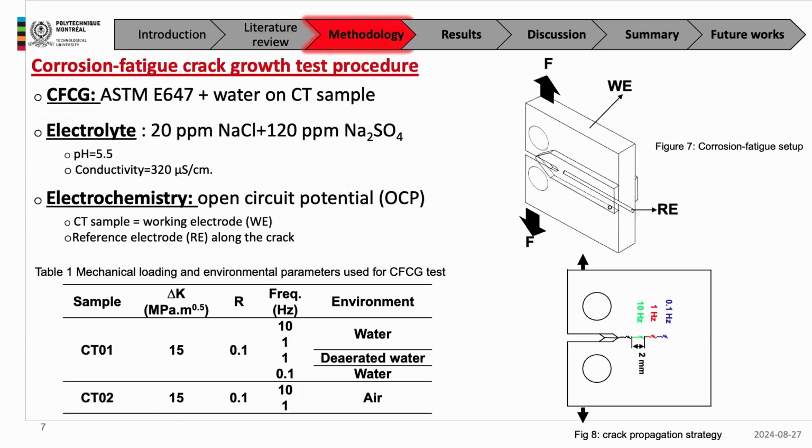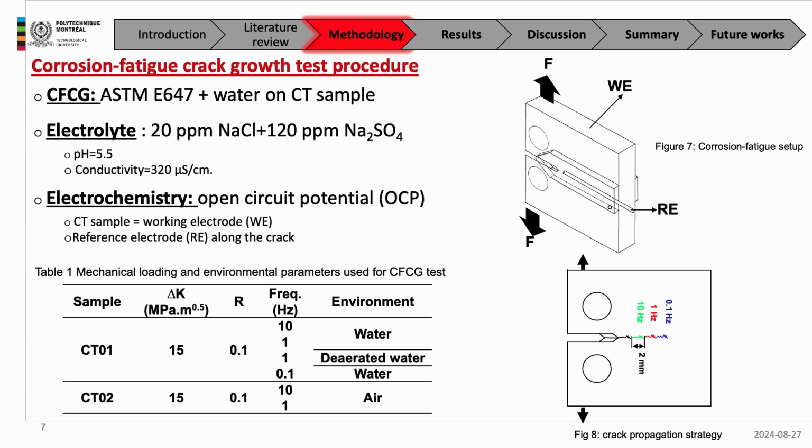So I carry on to the methodology. In the methodology, we first of all designed a corrosion fatigue setup that you can see in the picture, and then we followed the ASTM E647 standard to do the crack propagation. In terms of electrochemical parameters, we measured only open circuit potential with the reference electrode that is placed here in the setup. And in terms of the mechanical parameters, the delta K was kept constant at the value of 15, and the load ratio was kept constant at 0.1.